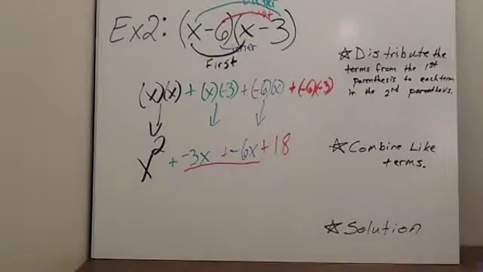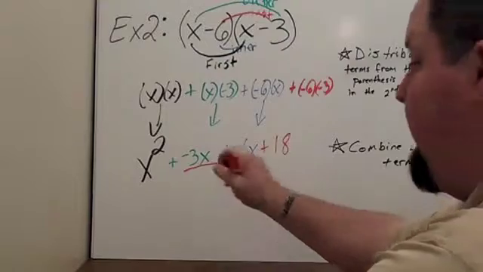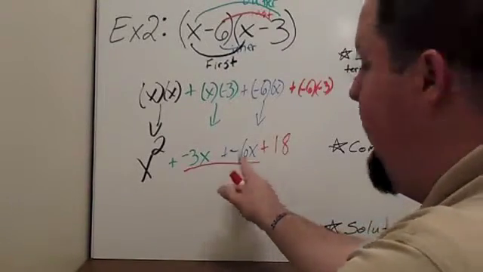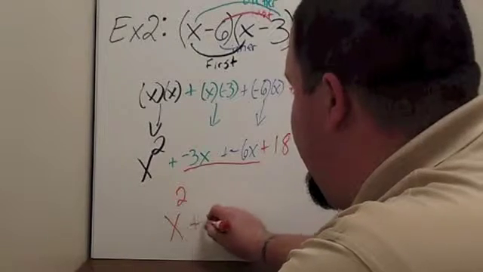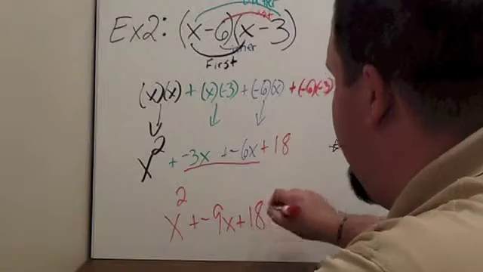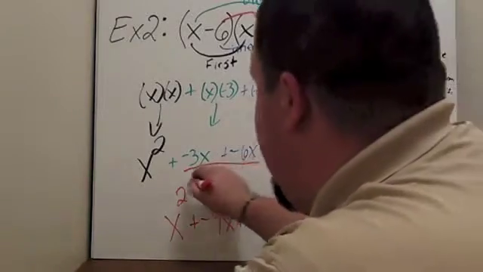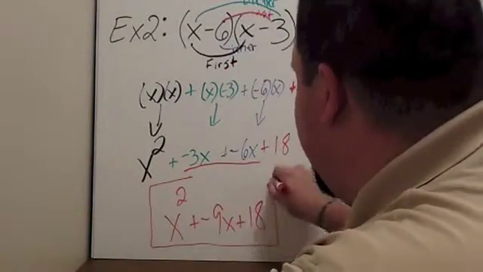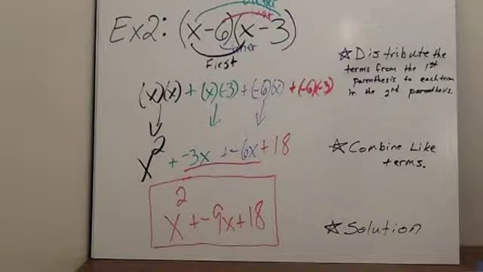I'm again going to combine my like terms to come up with my solution. Negative 3x plus negative 6x, because we're adding a negative to a negative, it gets more negative. I will have negative 9x. So I'll end up with x squared plus negative 9x plus 18. If at any point you need to pause or rewind the video, please make sure you do that so you can get all these notes copied.